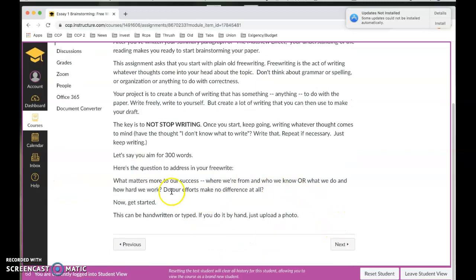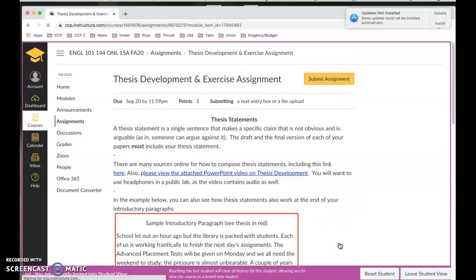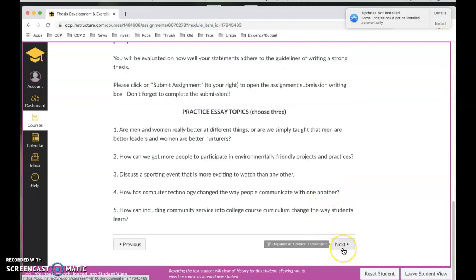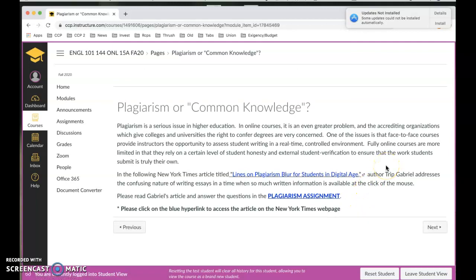I want you to just write for as long as you can. 300 words is a goal. Brainstorming is basically a process where you write without judgment. You just keep writing, even if it's garbage, even if it's nonsense, and sometimes you get to some really good ideas that way. So you're going to do the brainstorm. And then the last 2 things are a little exercise on doing thesis statements, just to teach you a little bit about that, because that's going to be important, and we'll be talking about it more in the next few weeks. The last one is also a short activity around plagiarism, making sure you're familiar with what is and isn't plagiarism.